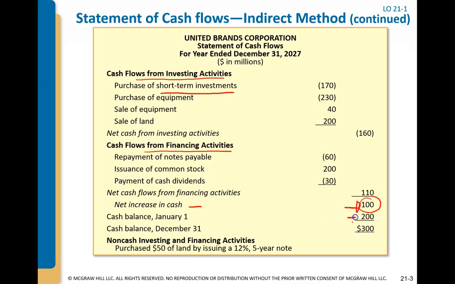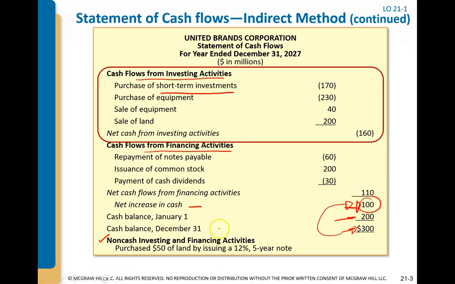And then we compare it to the beginning and ending balance of our cash account in our GL. We can see our beginning balance was 200. It increased to 300, which matches the change in cash flows of $100. And then finally, if there are any non-cash investing and/or financing activities, they are noted on the bottom of the statement of cash flows. In this video, we're going to go through in detail the cash flows from investing activities and what's involved in there.